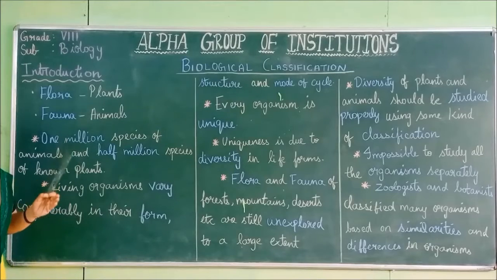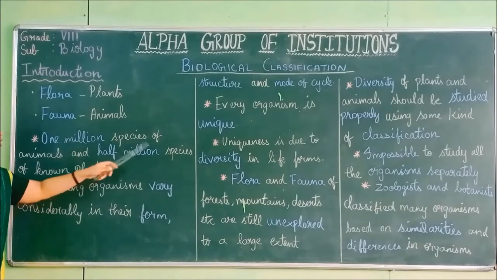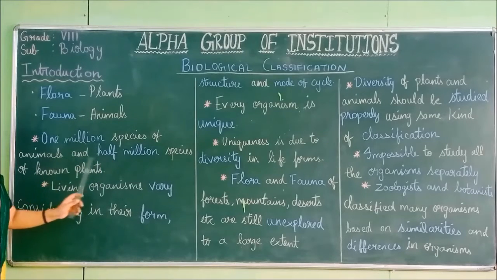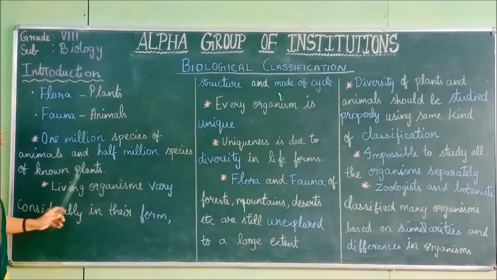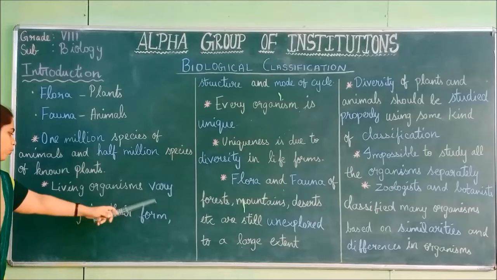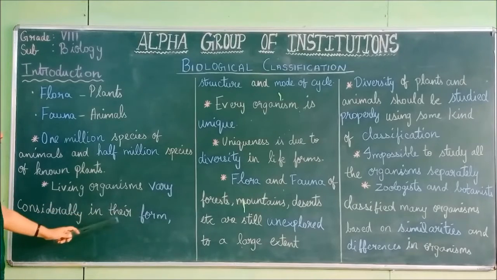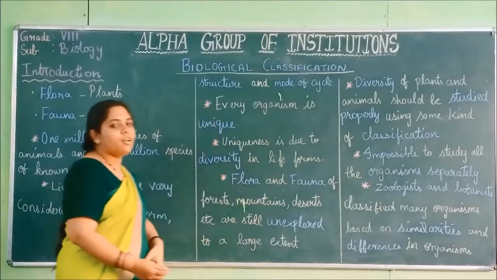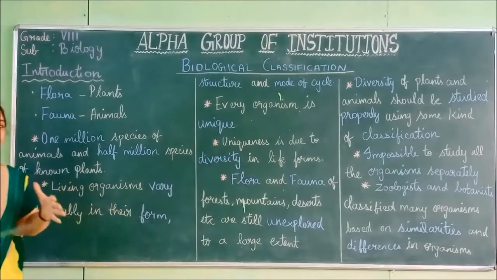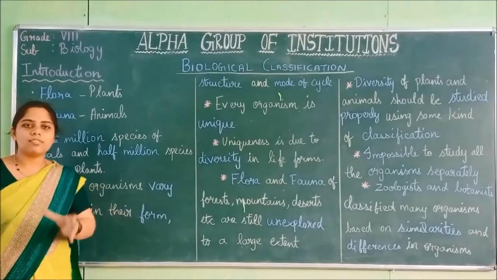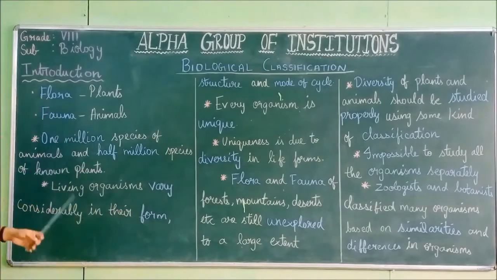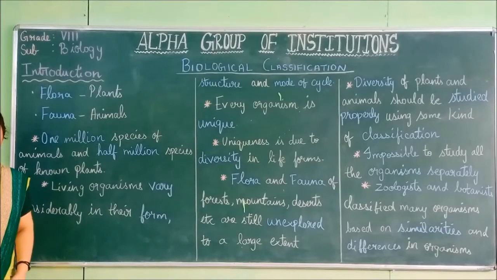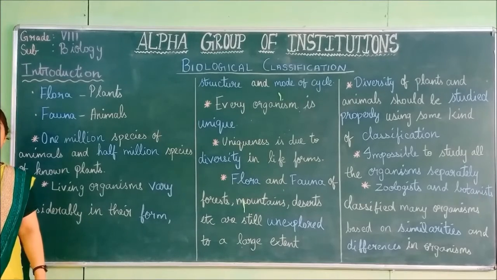So there are a lot of species that are not identified. So 1 million species of animals are there on earth and 500,000 species of known plants are there on the earth. Living organisms vary considerably in their form, structure and mode of life cycle. So all the organisms are very different. Each and every organism varies in its form, in how the external body structure is. In that way also each organism is different.